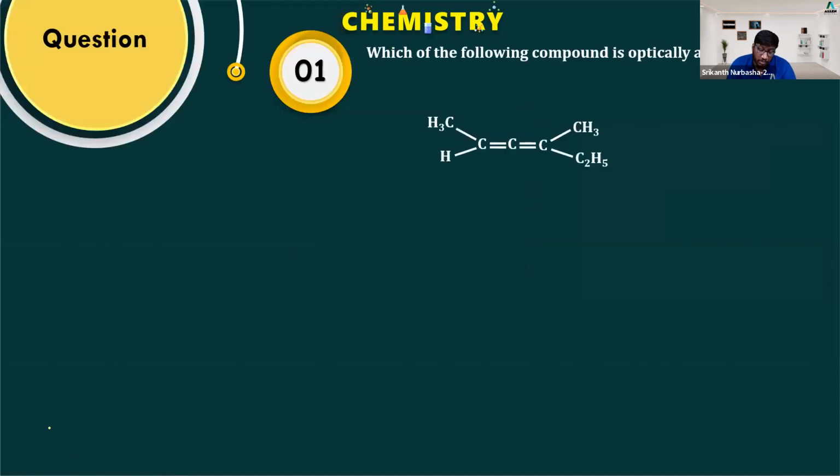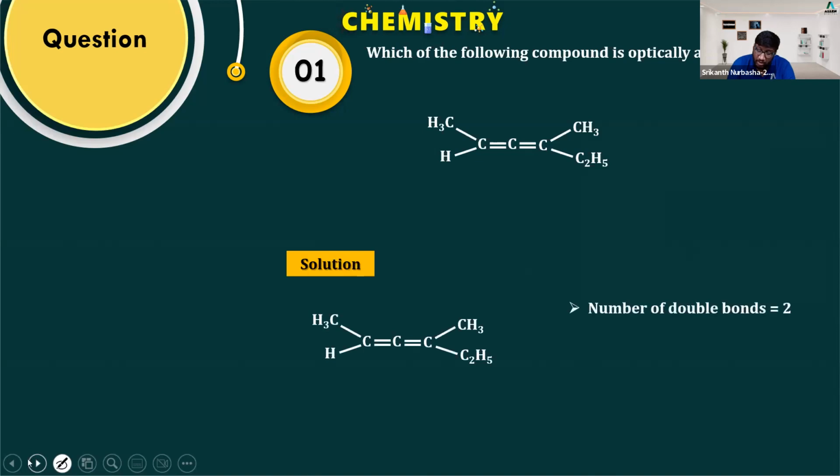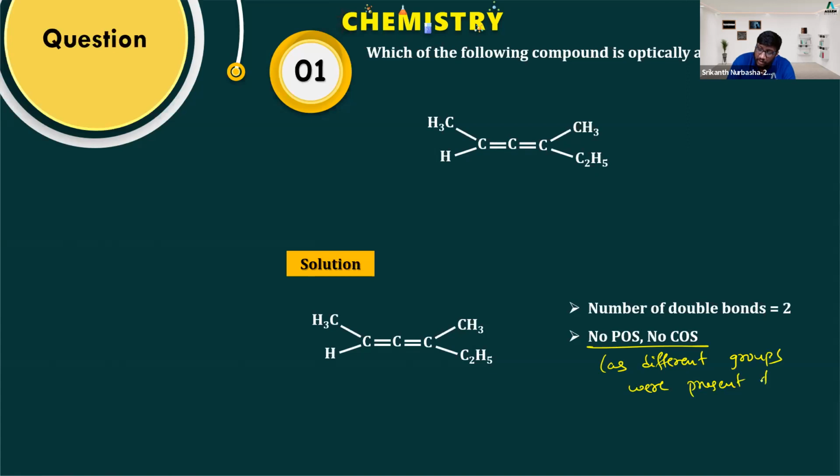Which of the following compounds is optically active? Like this compound that has been given to you, is it optically active or inactive? Active. How many double bonds are there? Two double bonds are there, and each terminal carbon is connected to different groups, so it is optically active. Number of double bonds is 2, an even number of double bonds, and there is no plane of symmetry or center of symmetry, as different groups are present on each sp2 hybridized carbon.